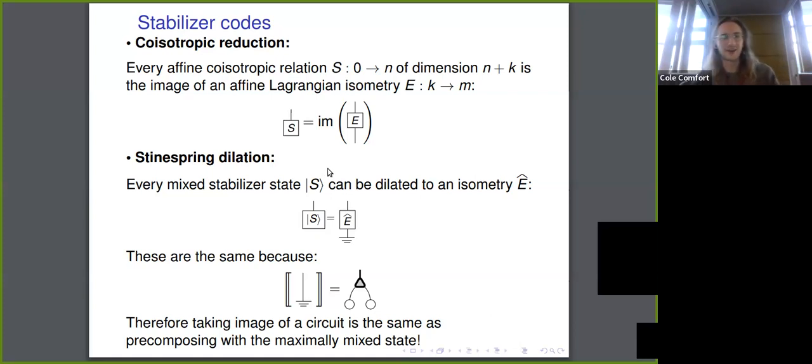And in fact, this is how you can recover the notion of an encoder for a stabilizer code, because you think of the stabilizer code not necessarily as an isometry or a mixed stabilizer state, but in terms of the code space, and the code space is the image of this isometry. So it's a linear subspace. You usually think of it more as a linear subspace than as a linear map, but I mean, they're equivalent. So that's kind of cool.